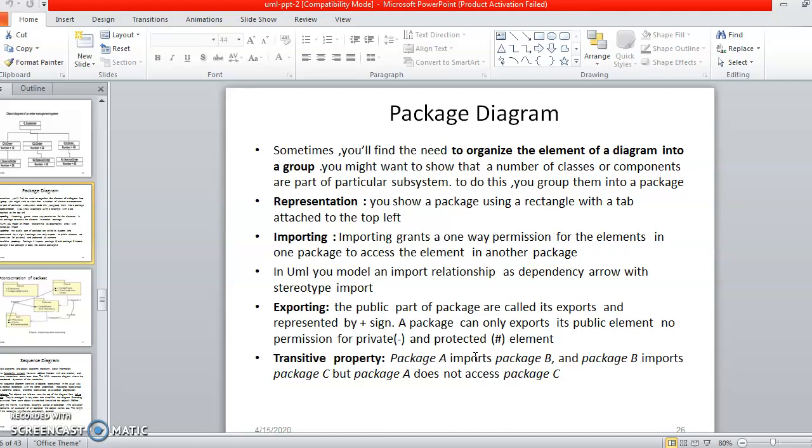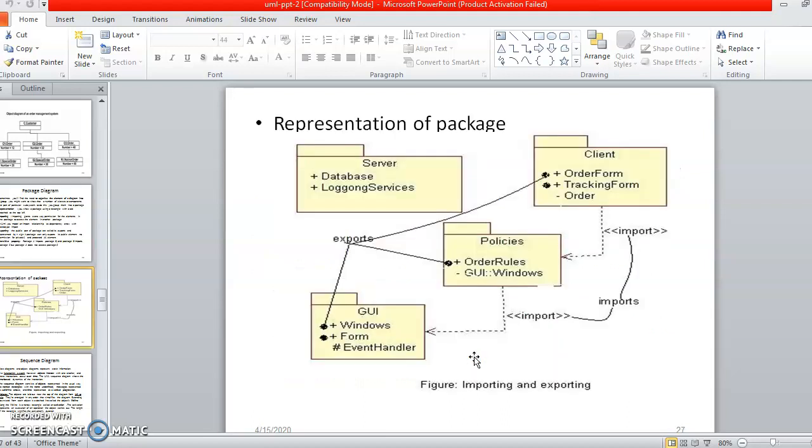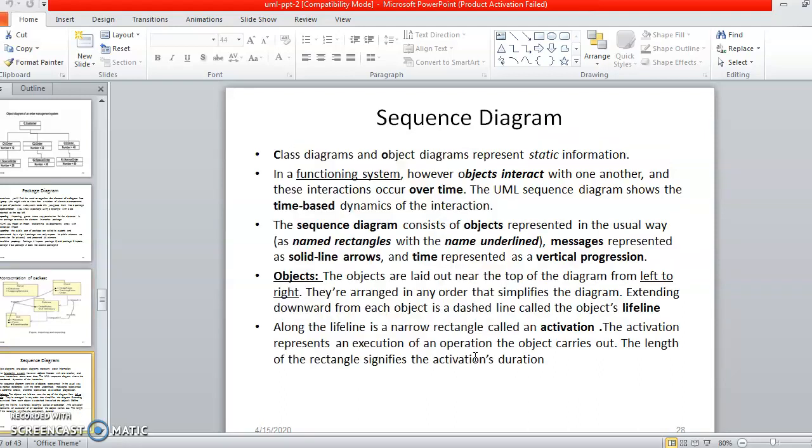Exporting: the public parts of the package are called exports and are represented by a plus sign. A package can only export its public elements, with no permission for private and protected elements. And the last one is transitive properties. This figure shows a package diagram.